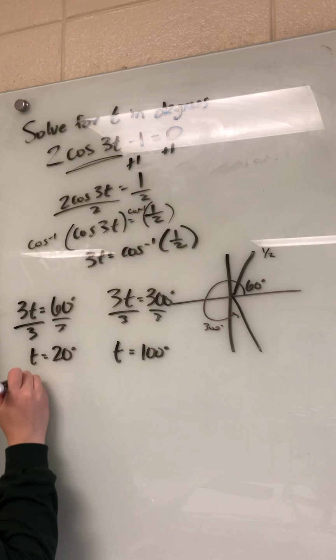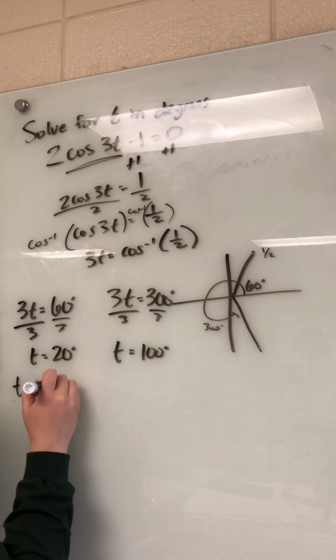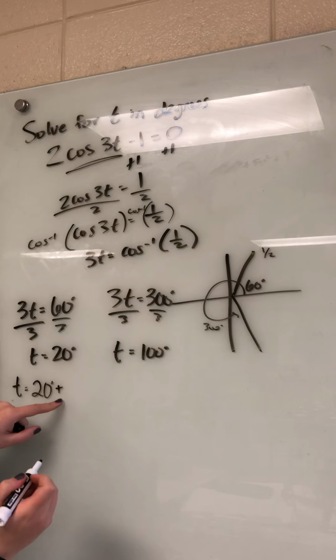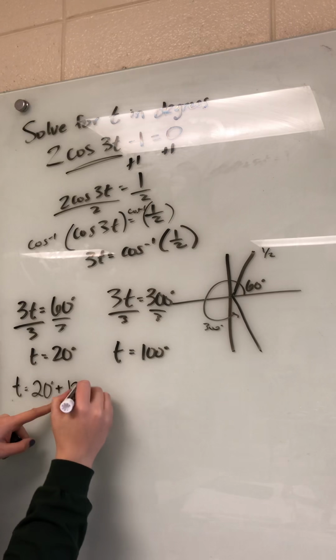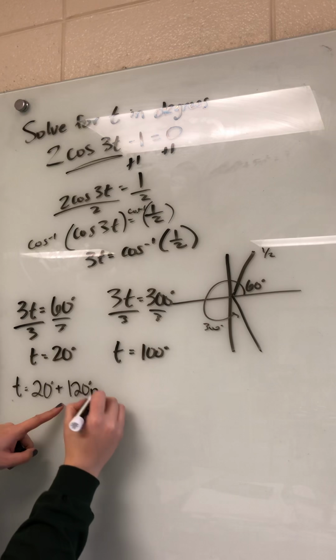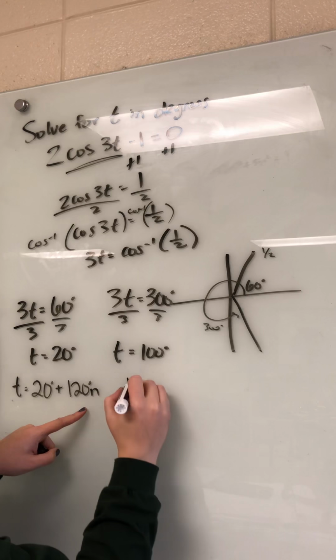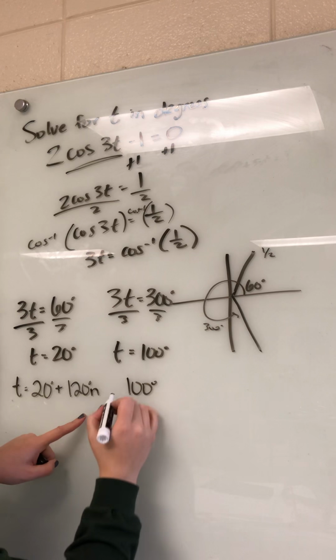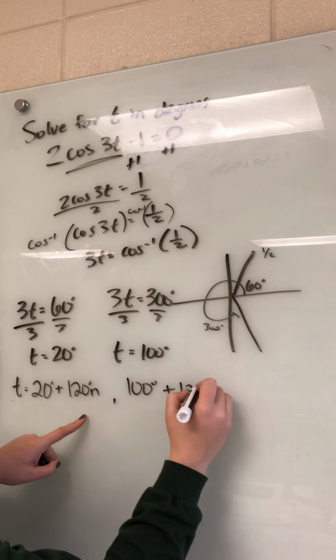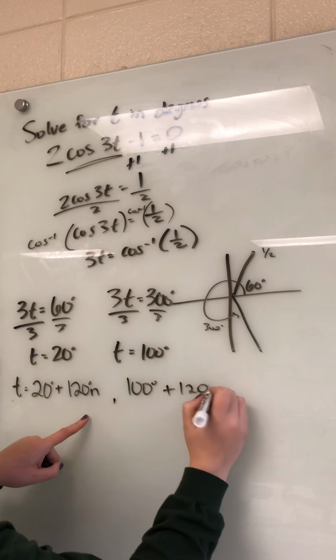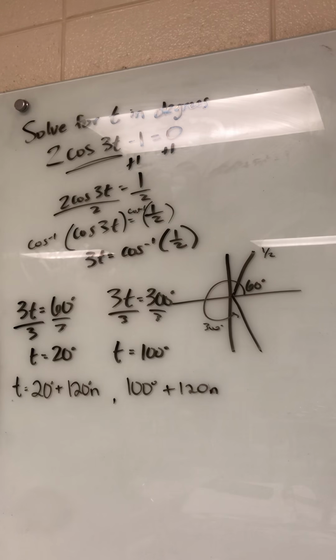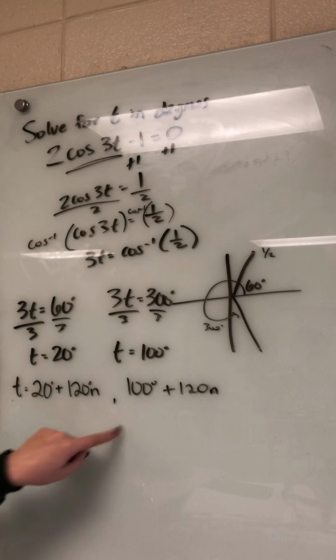So as we write these as formulas, we're not saying that our period is 360 degrees. What's our period? Well, it's 120 degrees times n. This one is 100 degrees plus 120n. So that is how you would write both of these as formulas.